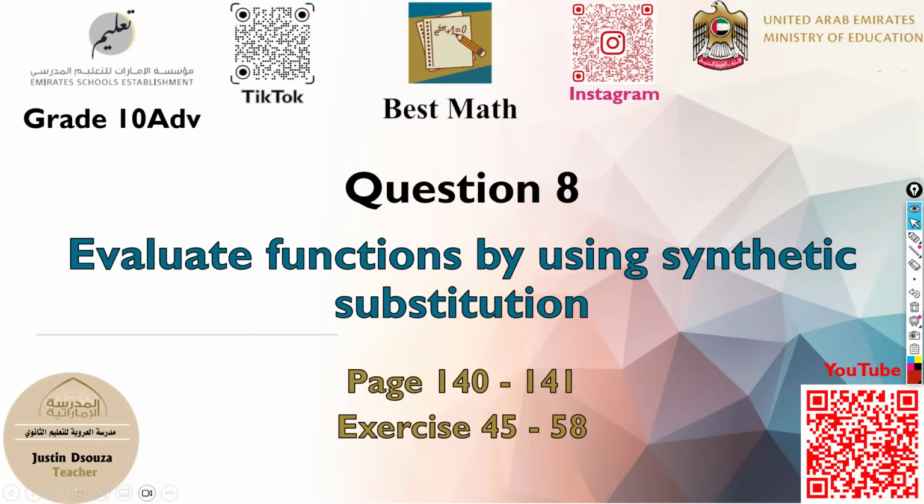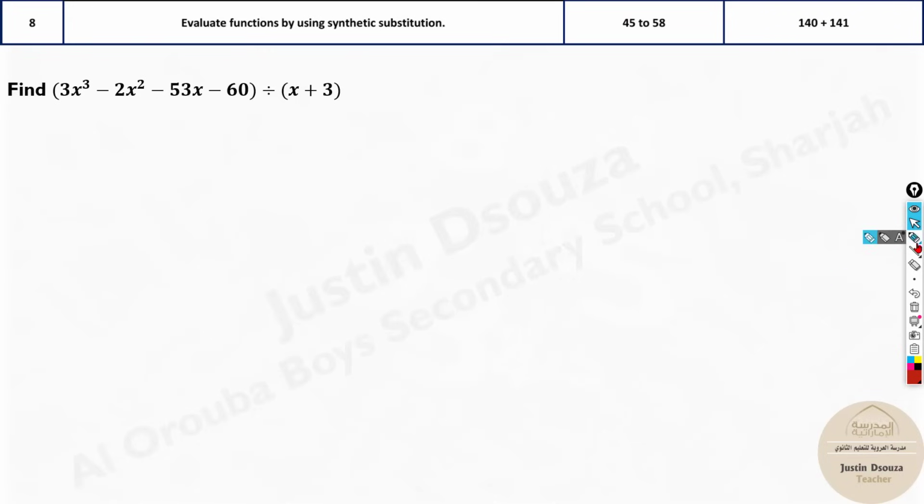Question 8 is to evaluate functions by using synthetic substitution. Here we have a question. There's a polynomial over here. It's cubic, the highest degree is power 3, and it's divided by this binomial. Now remember, when we do synthetic substitution, the divisor must be degree 1, and the coefficient also must be 1, otherwise you cannot solve it.